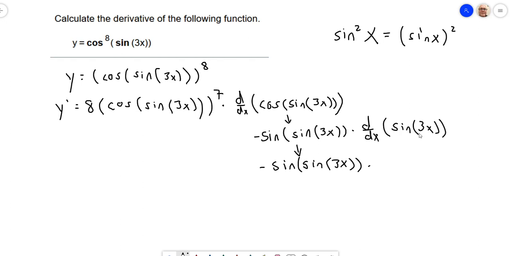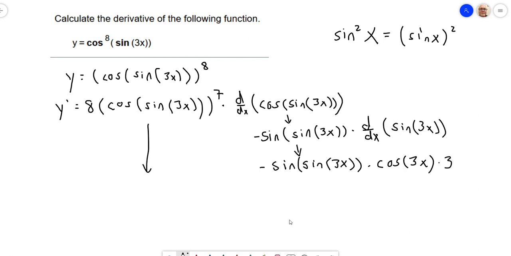times the derivative of this, which we're going to apply the chain rule yet again. So that's going to be the derivative of the outside function, which is the cosine of 3x, times the derivative of the inside function, which is just 3. All right, so all of that work, and finally I'm going to bring this down because that's a derivative there, and then this, and we're going to put it all together.